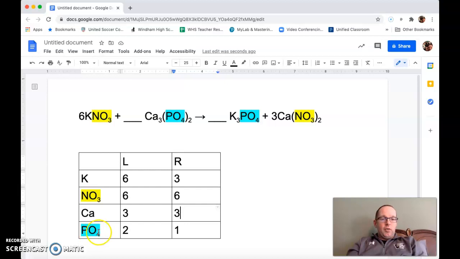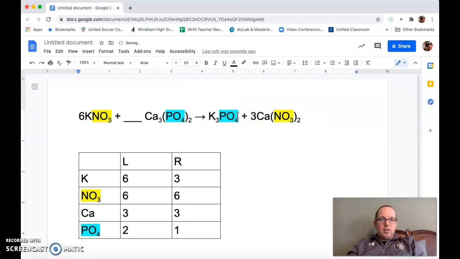So the phosphate ion here, we have 2 over here on the left because we have that coefficient of 2, and we have just 1 over here on the right. So that seems like a pretty easy fix. If we need to double the number of phosphate ions on the left, then the easiest way to do that is to add a coefficient of 2. So now we have 2 phosphate ions, 2 times 1.